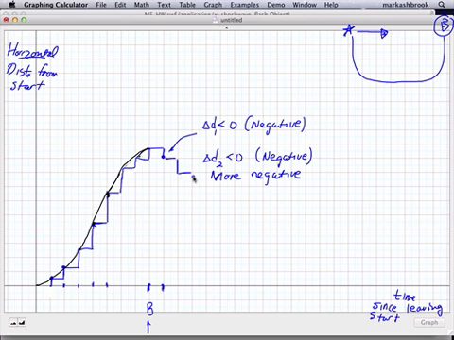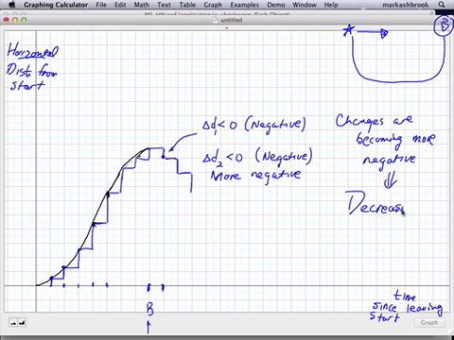So the next increment of time, the horizontal distance decreases. Is the change more negative or less negative than this one? More negative. So the changes are becoming more negative. And values that become more negative, are those increasing values or decreasing values? They're decreasing. So the rate of change here is decreasing. What's the shape of the graph?